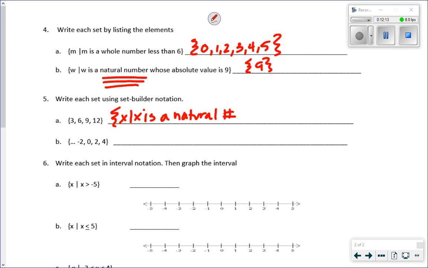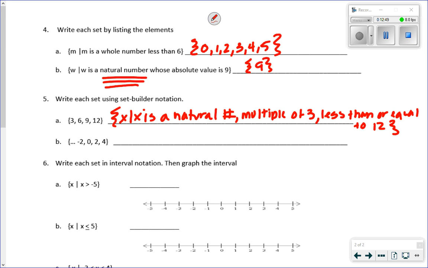What else do we have to say? Well, we have to say it's a multiple of 3. And we have to say that it's less than or equal to 12. Just like I mentioned when you were doing this a couple weeks ago, everybody's answer isn't going to be the same. It's going to depend on what type of number you pick and all that. So there's going to be a lot of different answers for these, and I'm going to check them carefully.